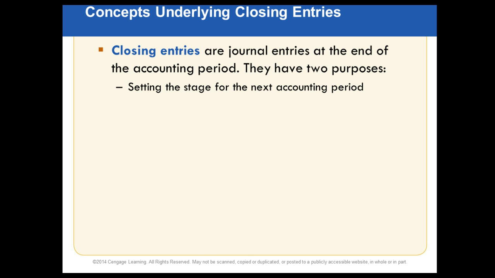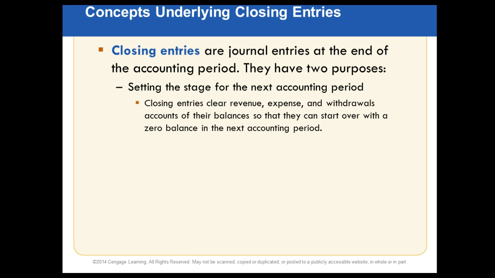Now what we need to do is say this period's over with. We need to clean up our books and zero out these revenue and income and expense accounts that we need to zero out so we can start over the next period. Make sense? So that's really what we're going to do, is we're going to finish it off so we can start fresh the next period.